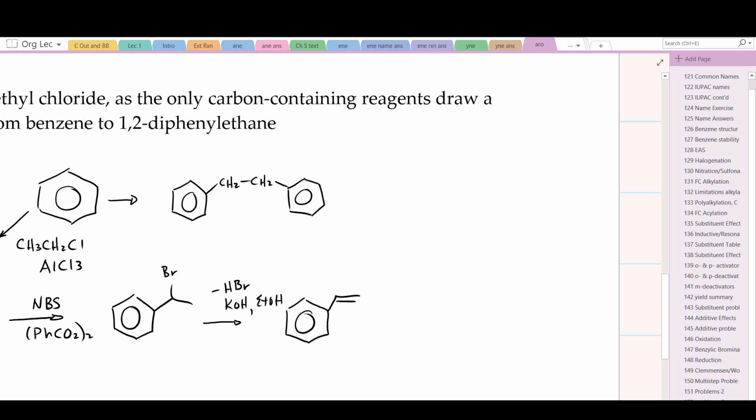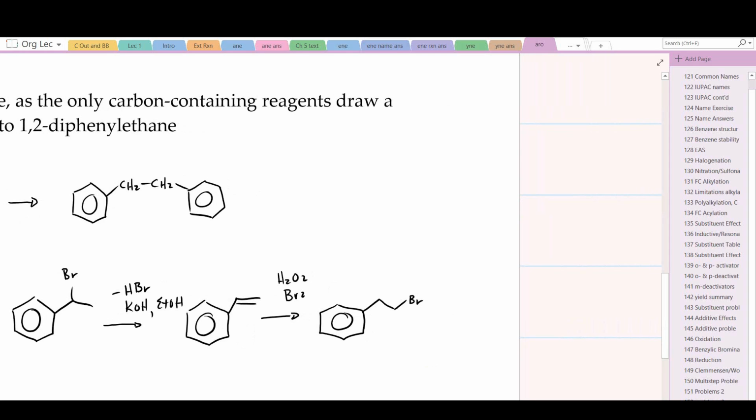Or what about if we brominated in the anti-Markovnikov position? We could do that with, say, bromine and hydrogen peroxide. That gives us the bromine where we want it. Okay, so now we have bromine out here. So now we have functionality on the end carbon. Can we then react that with benzene? Let's give it a try.